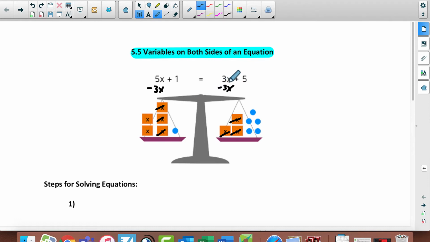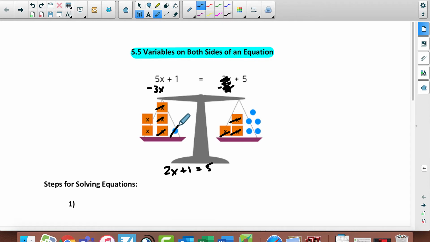Why does that make sense? Because now you have no x's on this side. Look, you don't have any x's, you just have blue ones. And what do you now have on this side? You have 2 x's left. 5x take away 3x is 2x. You still have your plus 1, and you still have 5 blue ones on this side.